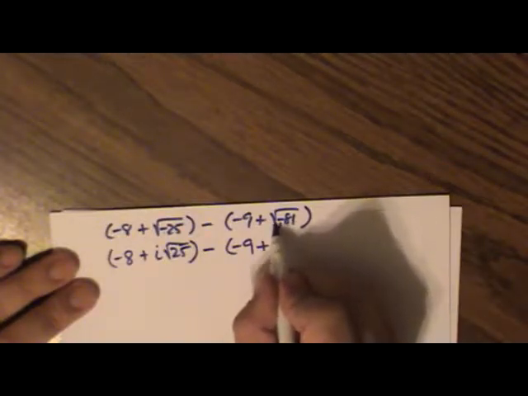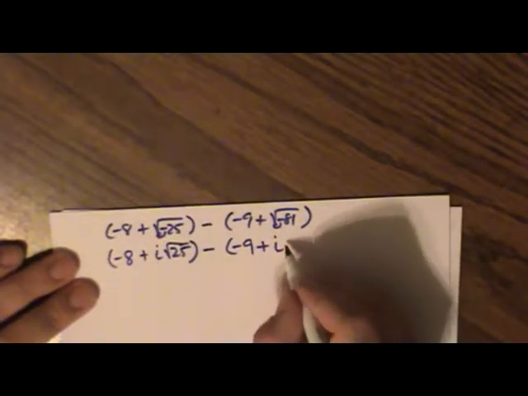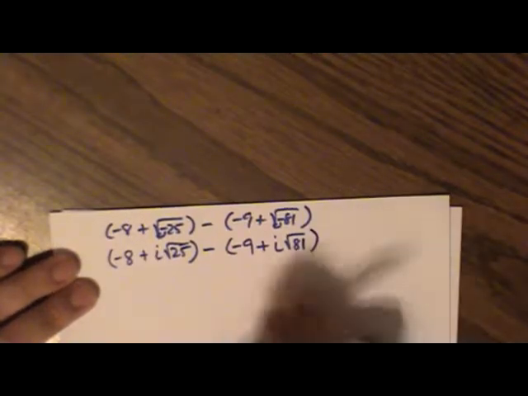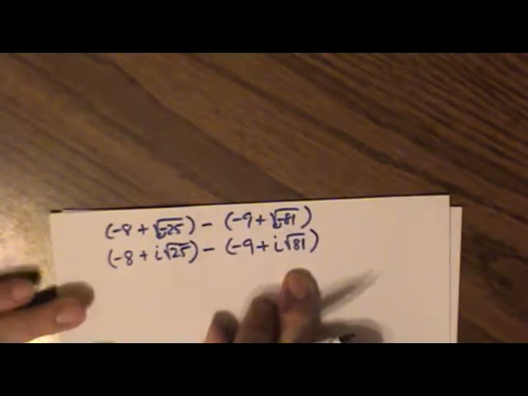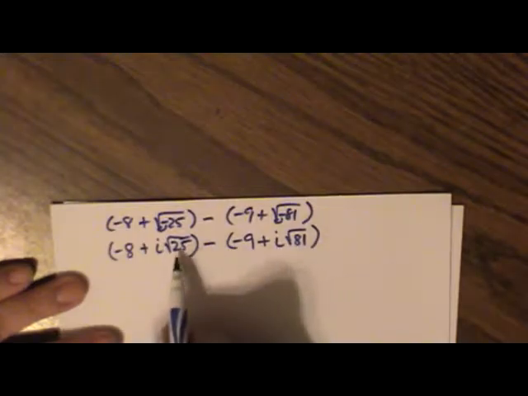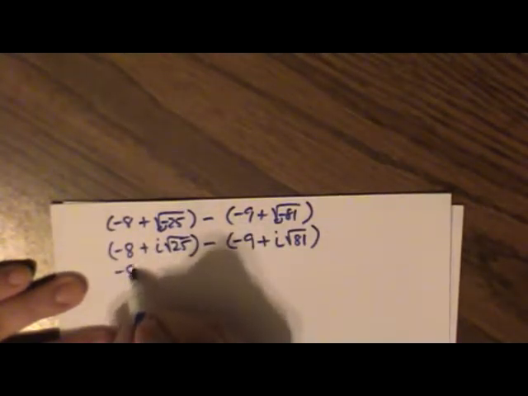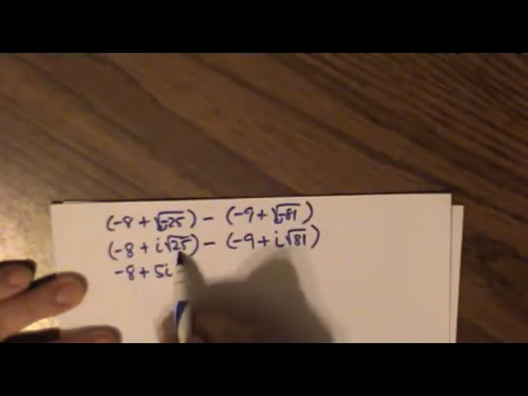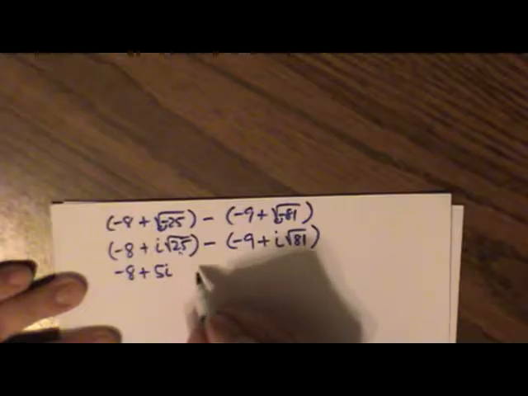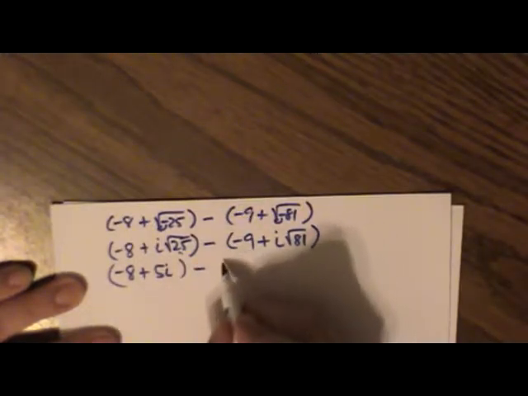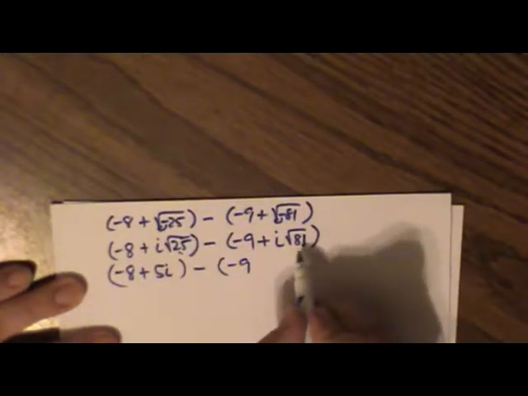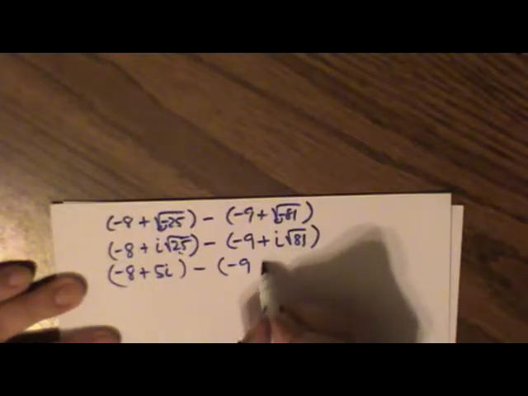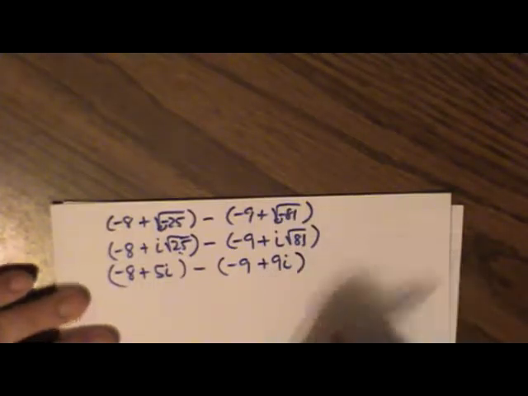The negative comes out as an i, and you have the square root of 25, and the square root of 81. Now we're going to make sure we simplify these. So we've got -8 plus 5i, because 5 times 5 is our pair. And then we have subtract negative 9, and 9 times 9 is 81, so we have plus 9i here.